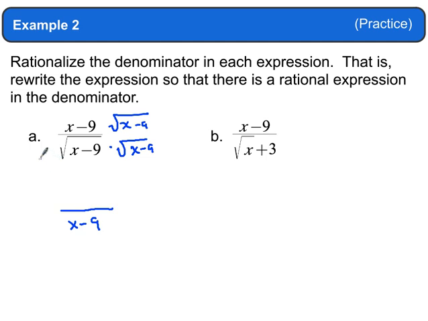And then in the numerator, you get x minus 9 with a square root of x minus 9. These actually end up canceling. And so then your final answer is the square root of x minus 9.